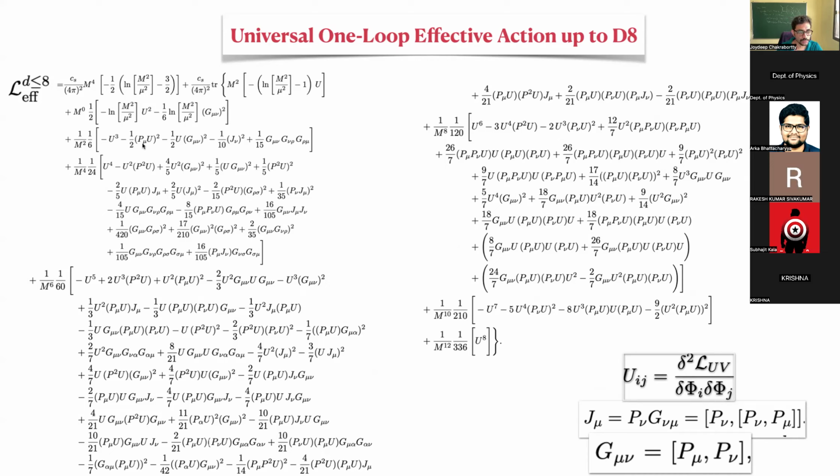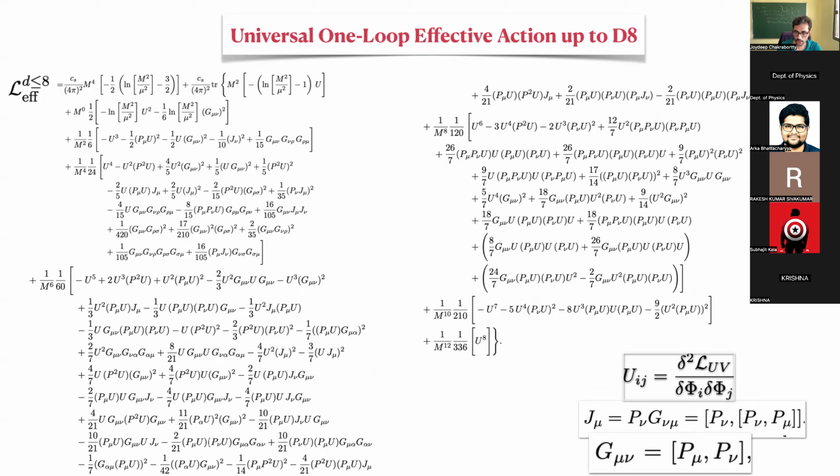And what is this P mu? Okay, so P mu is basically the representative of the covariant derivative. So P mu U is written as a commutator of U, and all are basically covariant derivatives. And G mu nu is basically the commutator of P mu, which is the field strength tensor, and J nu is given as a P nu commutator.